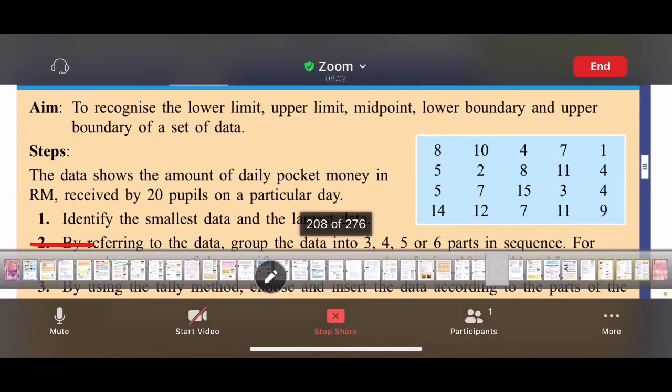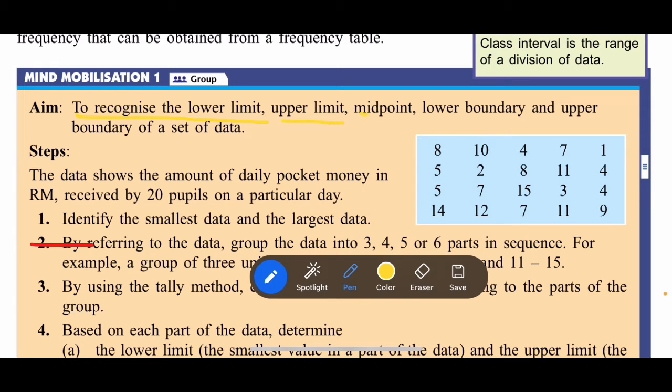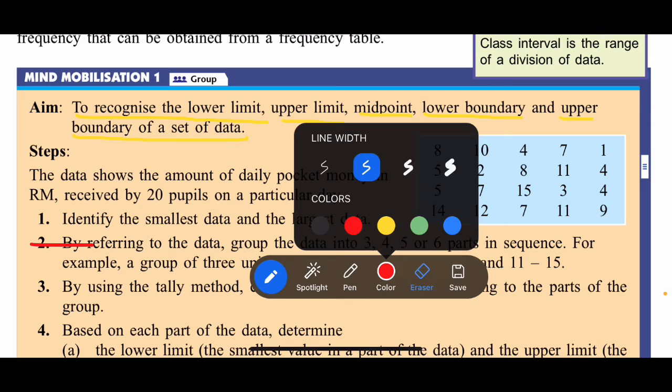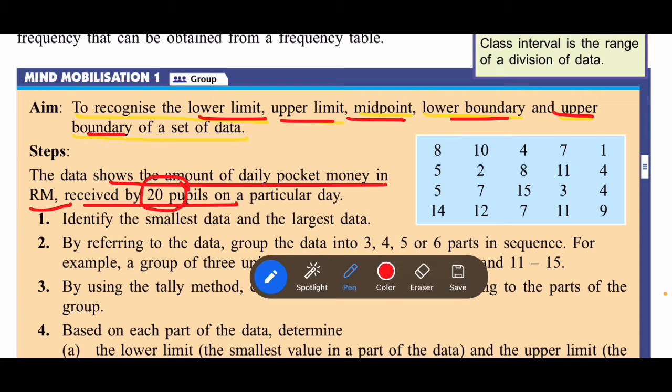Okay, so let's read this one. To recognize the lower limit, upper limit, midpoint, lower boundary, upper boundary of the set of data. After you study this activity, you should be able to tell me what is the lower limit, upper limit, lower boundary, upper boundary, and also the midpoint. All right, so all these are important. As you can see, the data show the amount of daily pocket money in Ringgit Malaysia received by 20 pupils on a particular day. We have five here, and we have one, two, three, four rows of data. Okay, 4 times 5, we have 20.